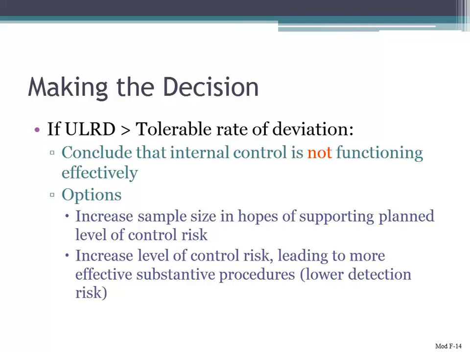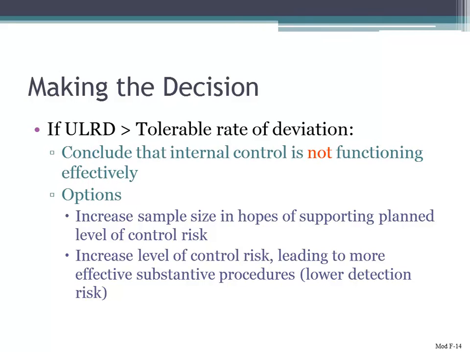And if that is greater than your tolerable rate of deviation, then basically what you're saying is, I can't rely on this. The controls are not operating effectively, right? Conclude that internal control is not functioning effectively. Then you have to decide, what do I do next? I've done this test, what do I do next?